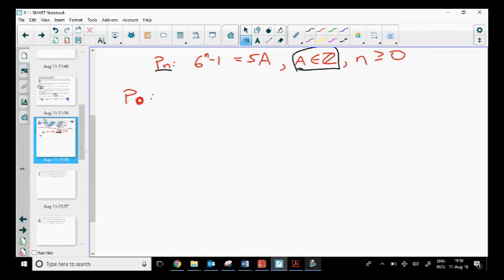Okay, anyway, and I've noticed here as well that n is greater than or equal to 0. So let's go through the process. Let's start off with this very first value, 0. So I'm going to say p sub 0. What is p sub 0?